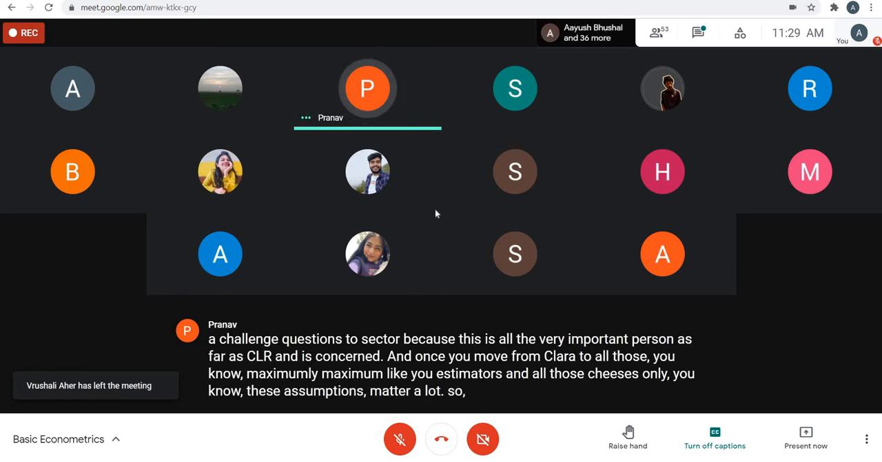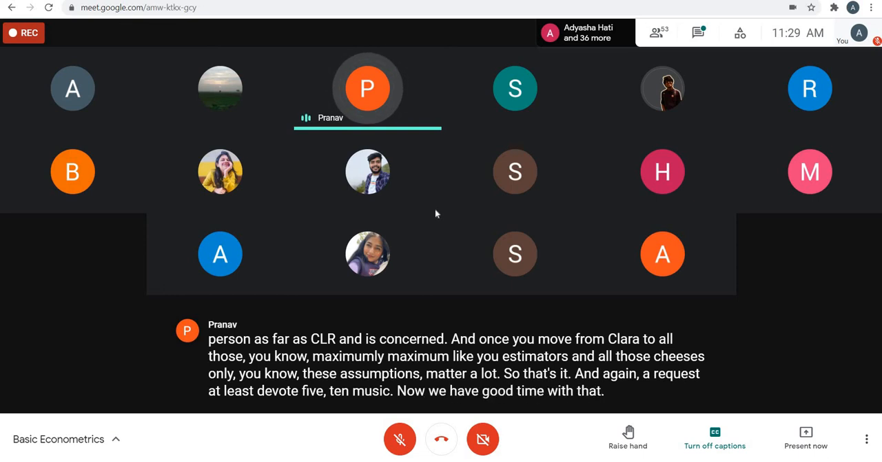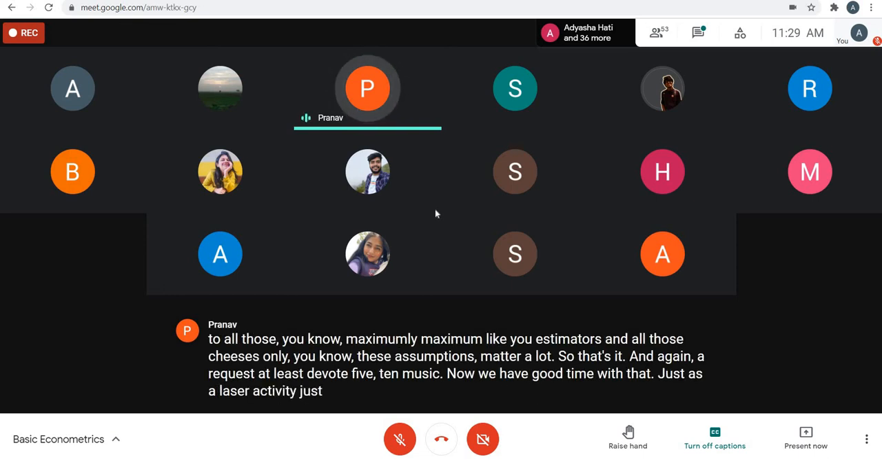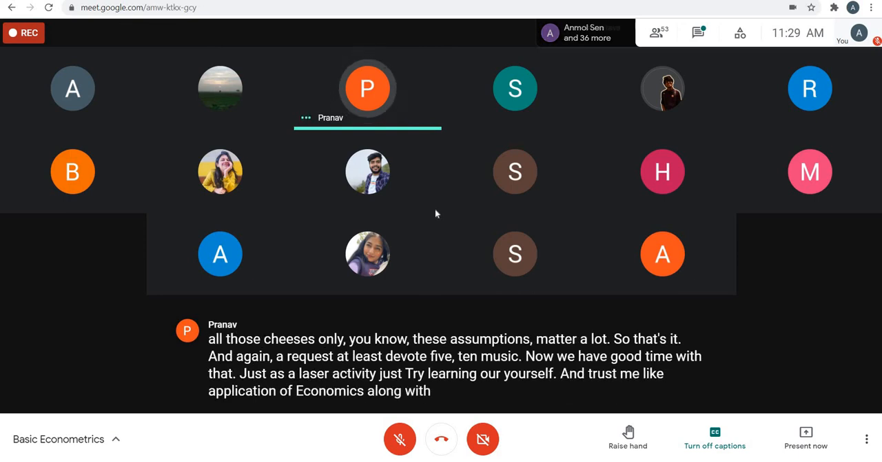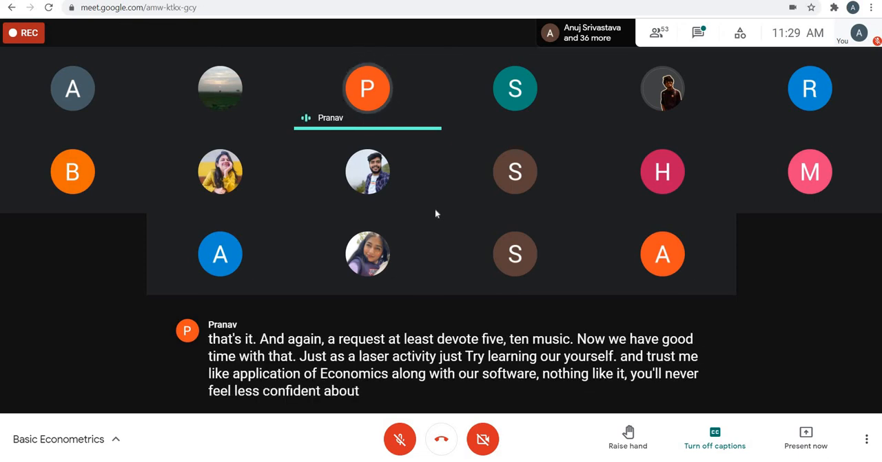So that's it. And again, a request: at least devote 5-10 minutes, whatever time you get, just as a leisure activity, try learning R yourself. And trust me, the application of econometrics along with R software, nothing like it. You'll never feel less confident about this subject at all, wherever you are. So, see you all in the next class.